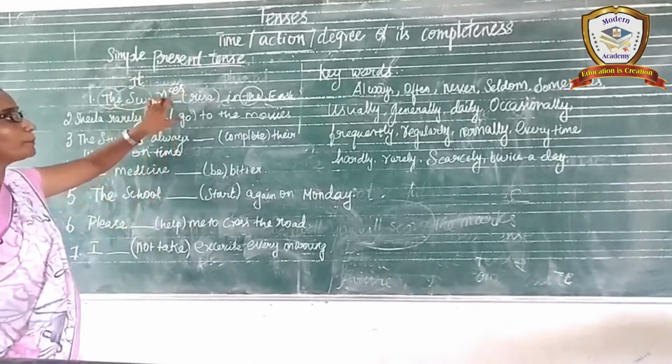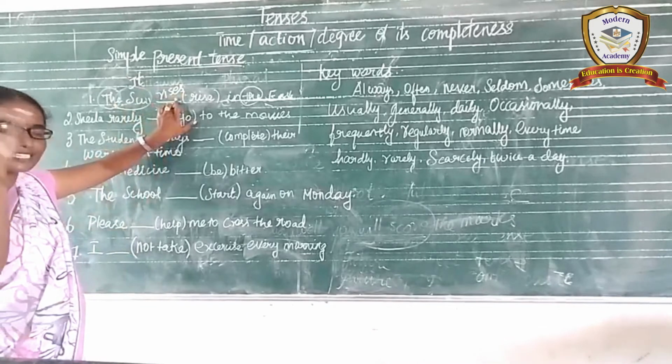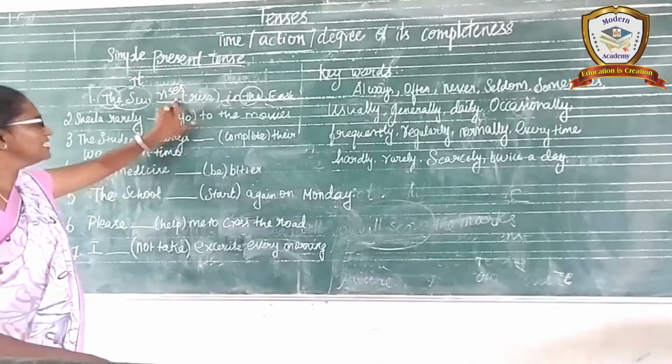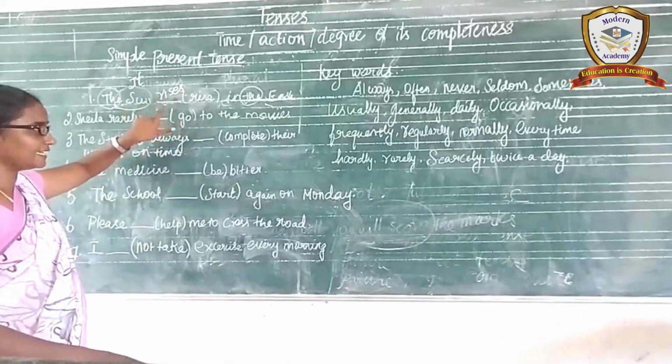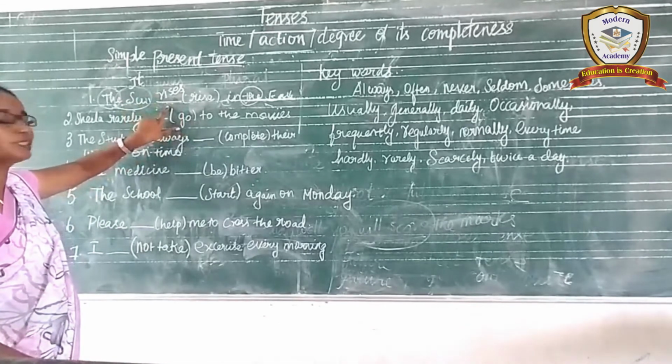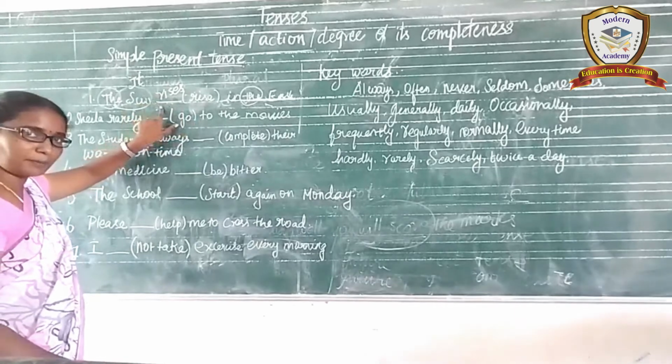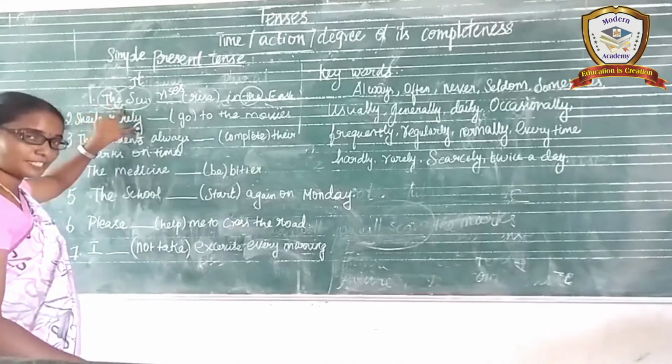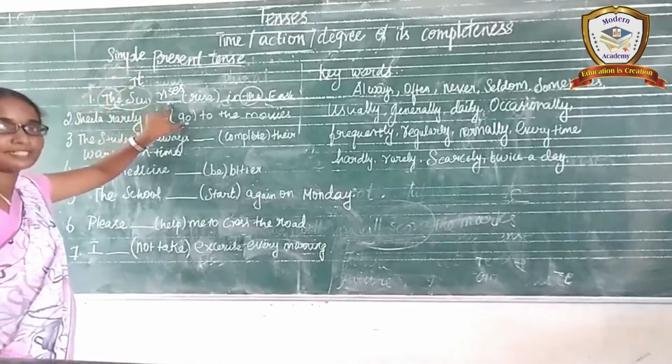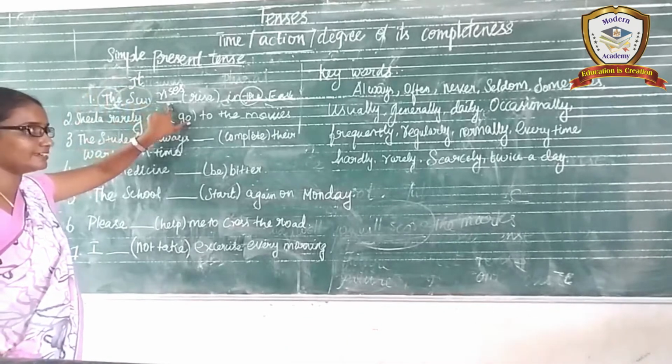Understand? Why do you appropriate rises? Answer: the sun sets in the west. Why do you appropriate rises? Answer: it expresses the universal truth. So we appropriate the answer in simple present tense. If the subject is third person singular, then V1 plus S or ES or IES.